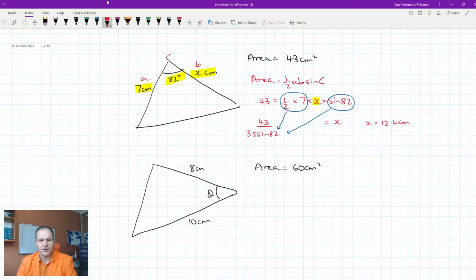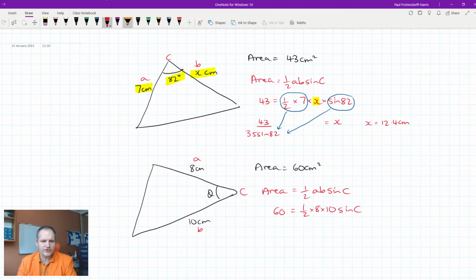We don't panic. We put everything in as normal. We've got our capital C, our A, and our little b. So we write out the formula. Notice how I write the formula every time. If I don't cut shortcuts, if I don't cut corners, you don't need to. I wouldn't do any extra working than I needed to. The area we're told is 60. Is half times 8 times 10 times sine C.